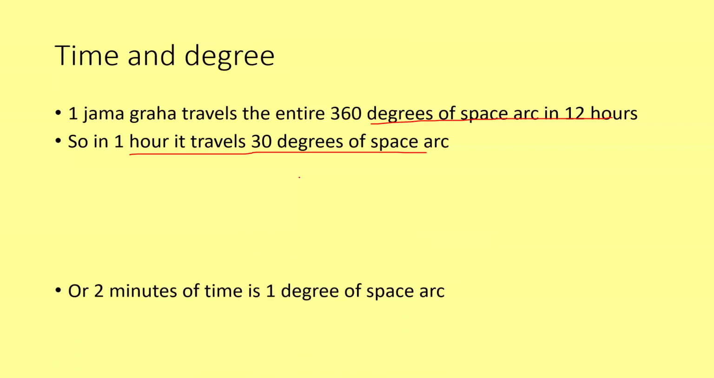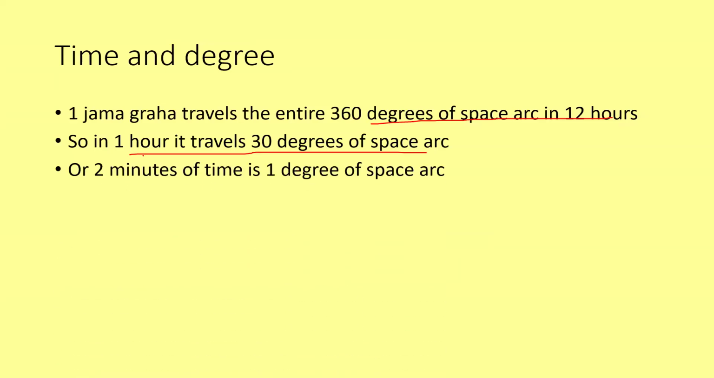Now, divide it further. 1 degree will take 2 minutes to travel. So this is for Jamagraha. For Udhaya, it will be different. For Kavipu, it will be different. For Aarudham, it will be different. Okay. So you jot down Jamagraha: 1 degree of space, 2 minutes of time.